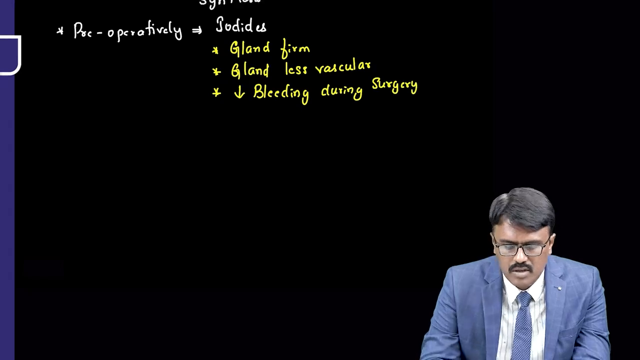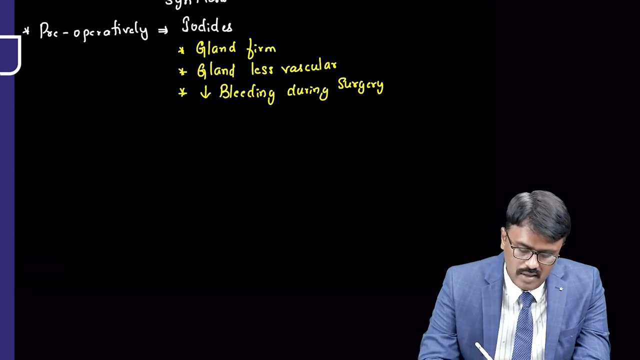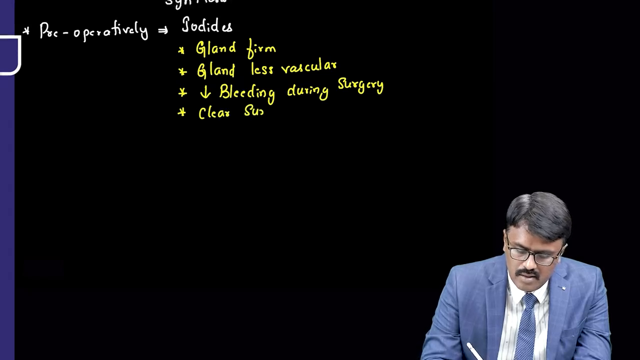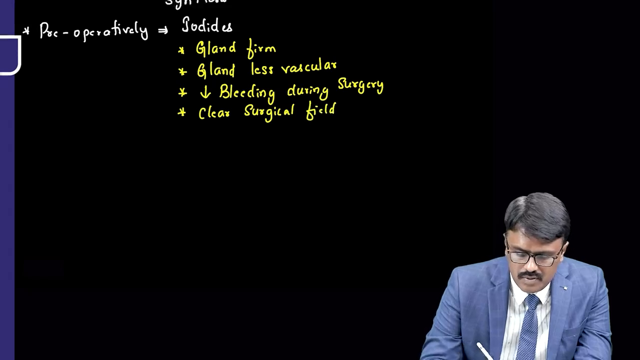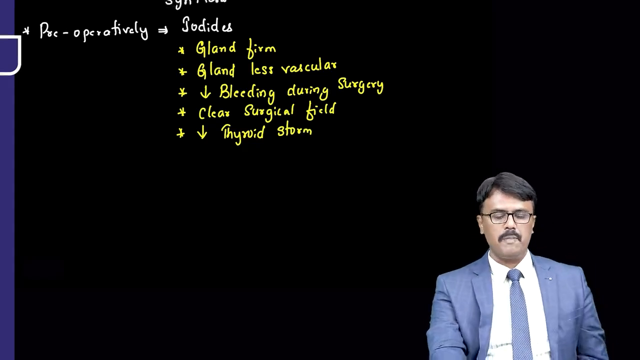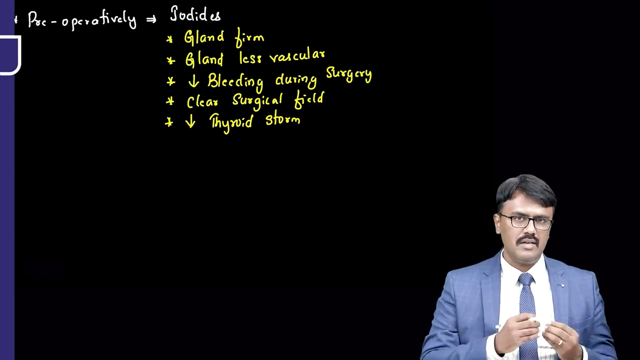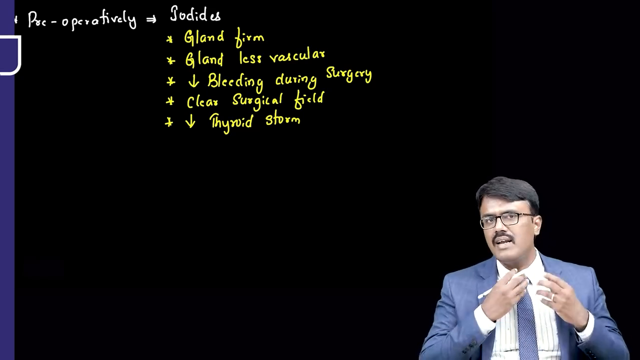So, the question was asked, what drug is used preoperatively to decrease bleeding during surgery? They are iodides. And also a clear surgical field because of the decreased bleeding. And also there is decreased chance of thyroid storm. So these are the advantages. Why do we give iodides preoperatively? Simply remember, it makes the gland firm and less vascular. So during surgery, the bleeding risk is lesser, thyroid storm is lesser, and you have a clear field to operate on.